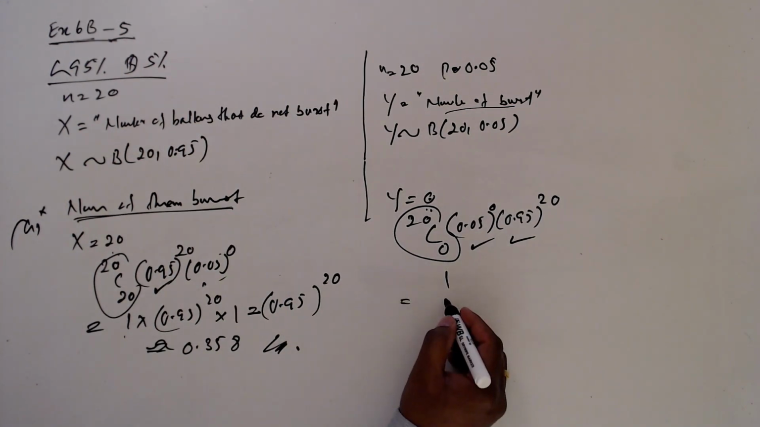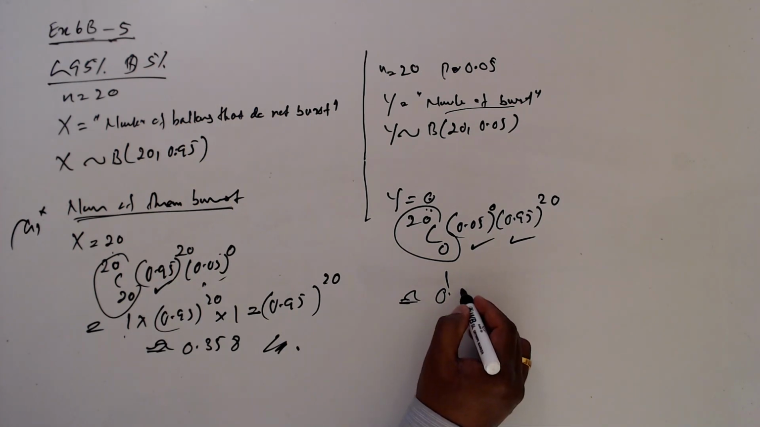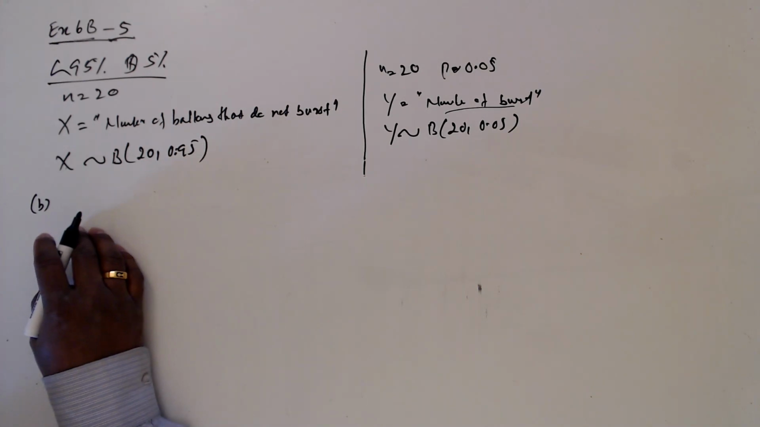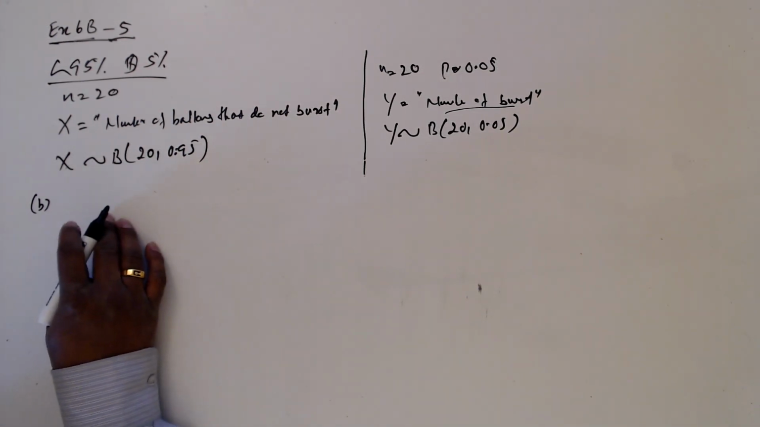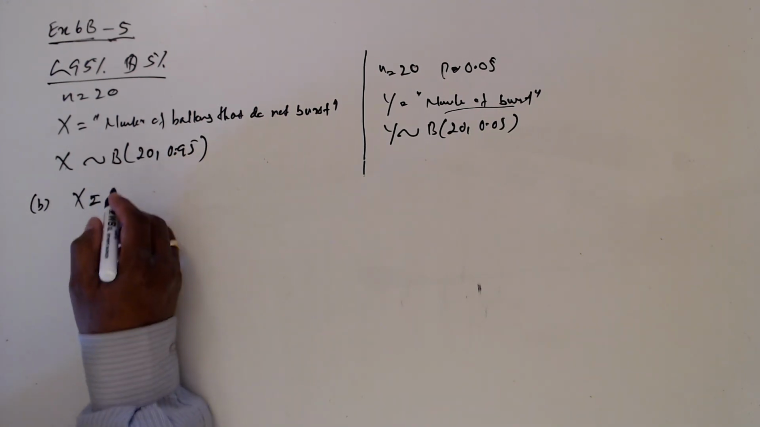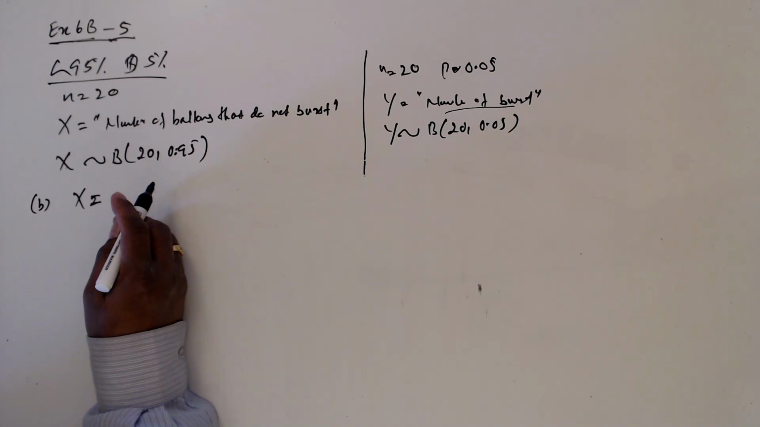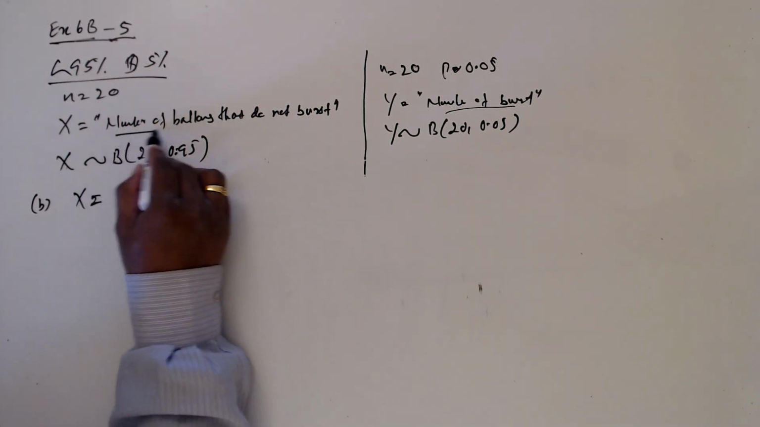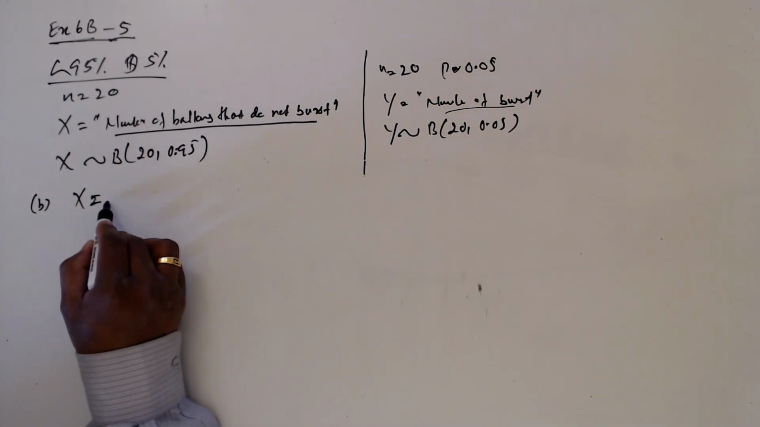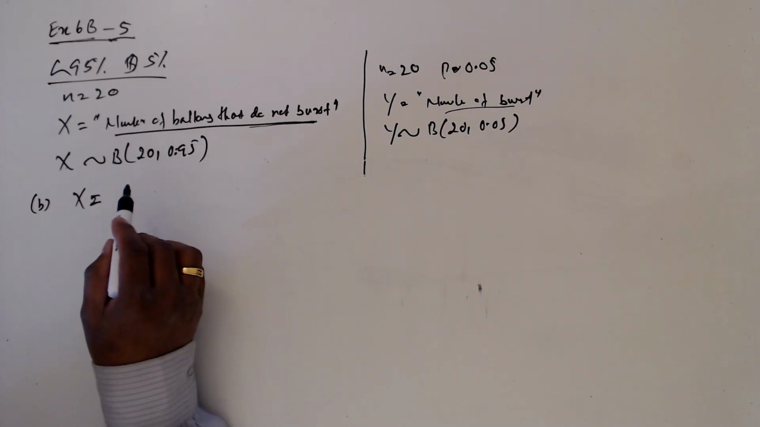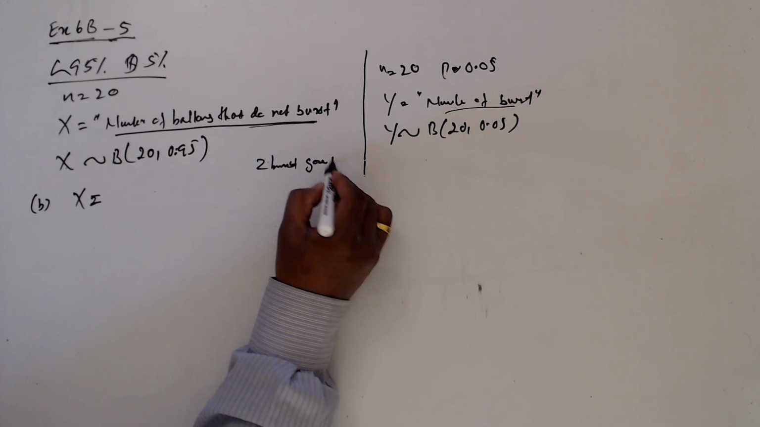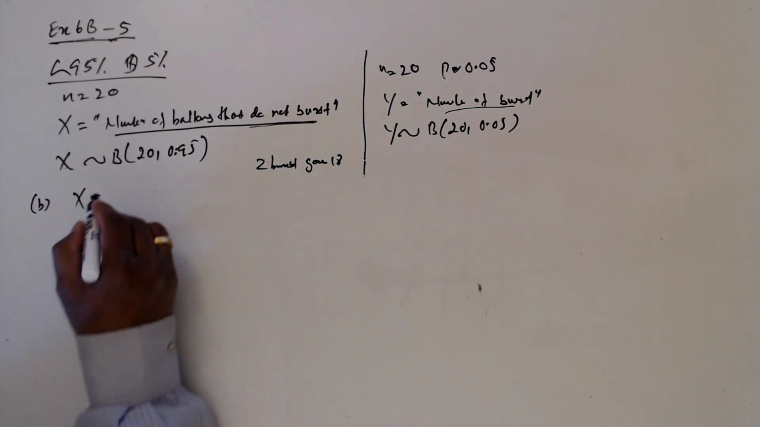So which is the same answer here, 0.358. Now find the probability that exactly 2 balloons burst, part B. Our variable is the number of balloons that do not burst, so we have to apply it in the do-not-burst form. So 2 burst means how many goods? 18.